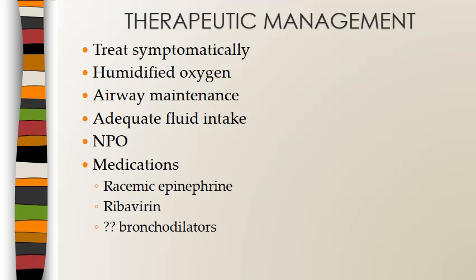We want to make sure that the children are having adequate fluid intake. It's easy for them to get dehydrated. Some children may be NPO depending upon the severity of their disease and of their respiratory distress. Medications, sometimes children receive racemic epi, sometimes they receive ribavirin, and there's some question about whether bronchodilators help or not, so they may or may not receive these medications.